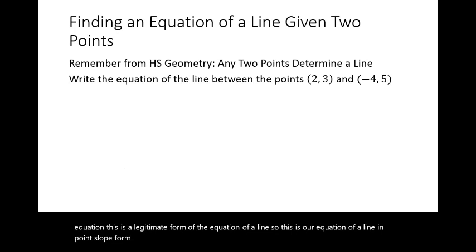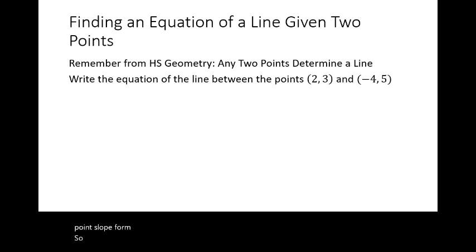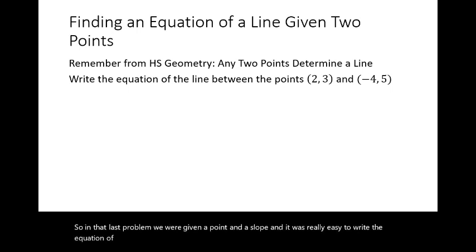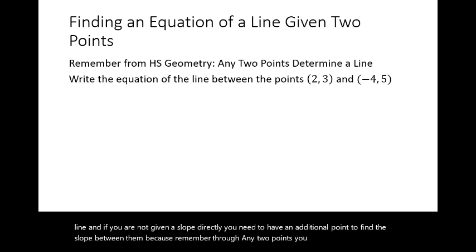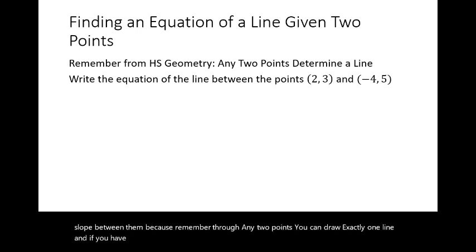So in that last problem, we were given a point and a slope, and it was really easy to write the equation of a line. Now, those are the only two things that you need to write the equation of a line. And if you are not given a slope directly, you need to have an additional point to find the slope between them. Because remember, through any 2 points, you can draw exactly one line. And if you have 2 points, you can use the slope formula to find the slope between them.